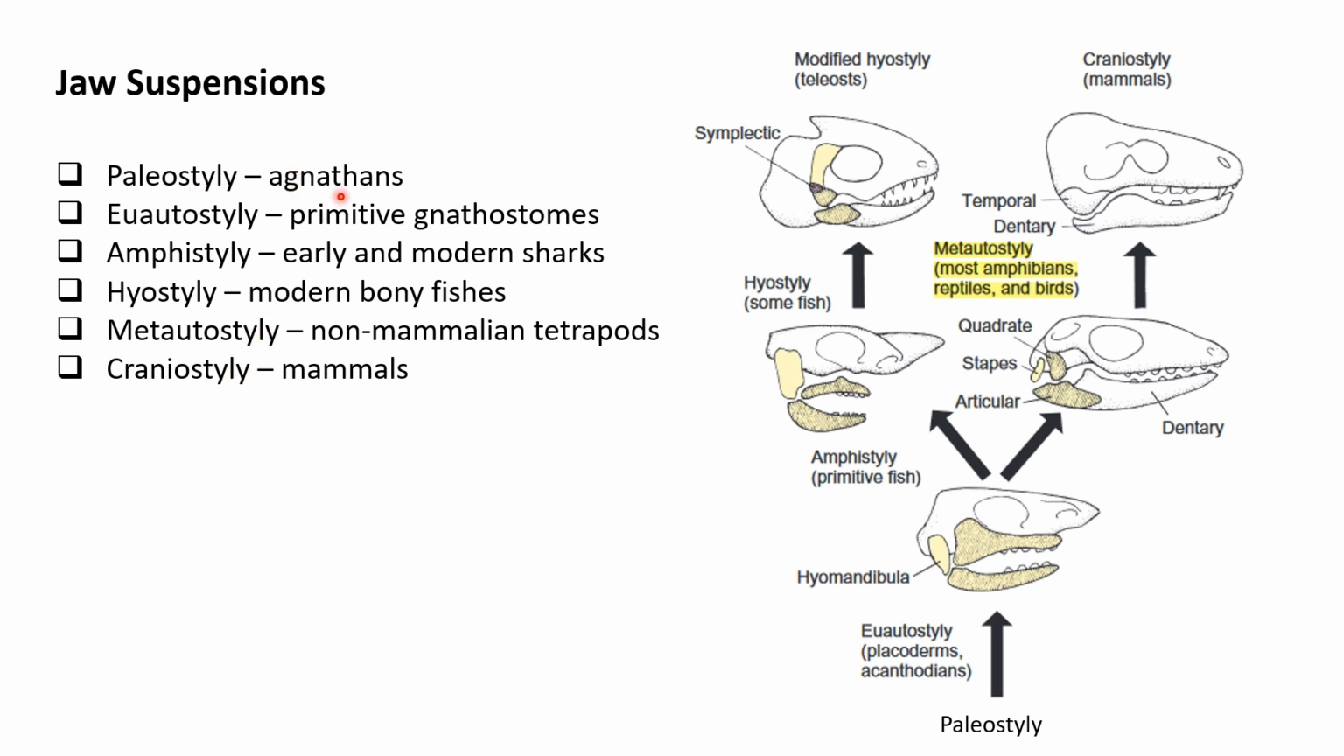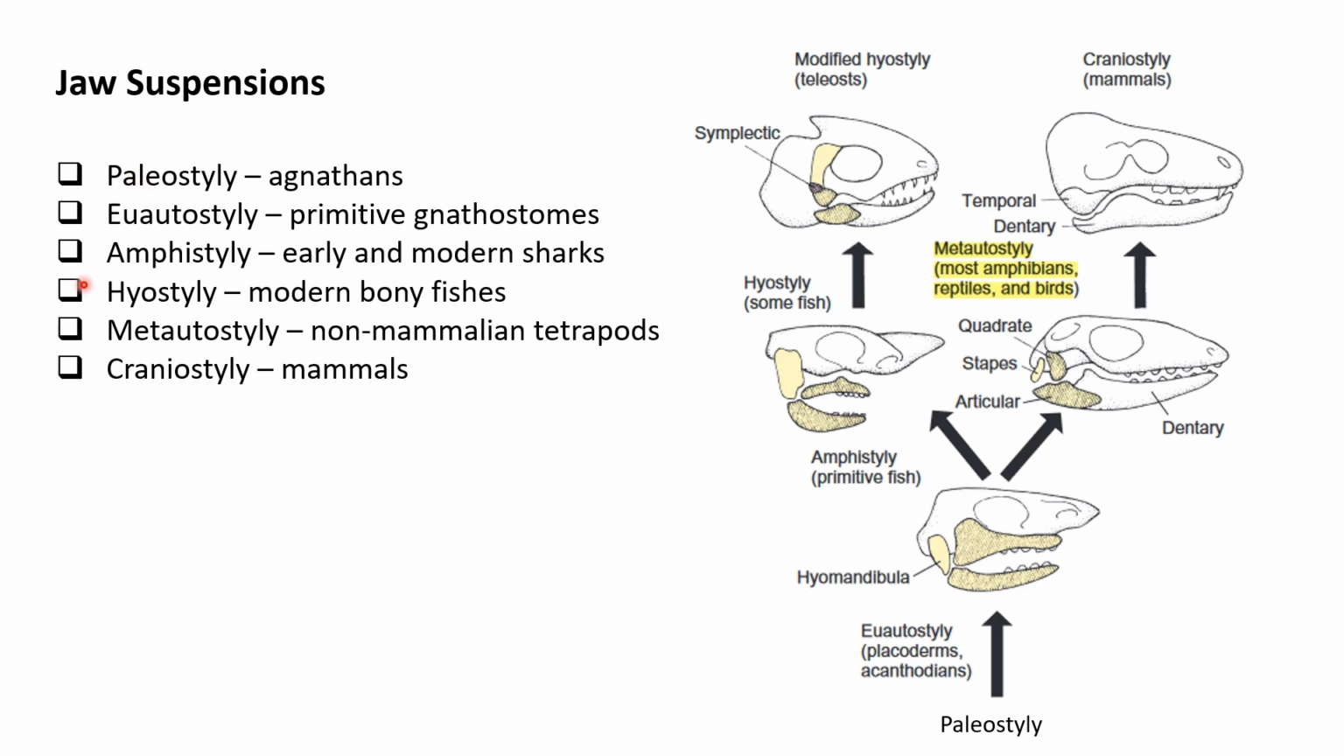Paleostyle is simply the primitive vertebrate condition where the mandibular arch has not even been modified into jaws. It's just a generic gill arch. Primitive gnathostomes, like placoderms, exhibit what's called autostyle, where the mandibular arch is suspended by itself to the chondrocranium without assistance from the hyoid arch.